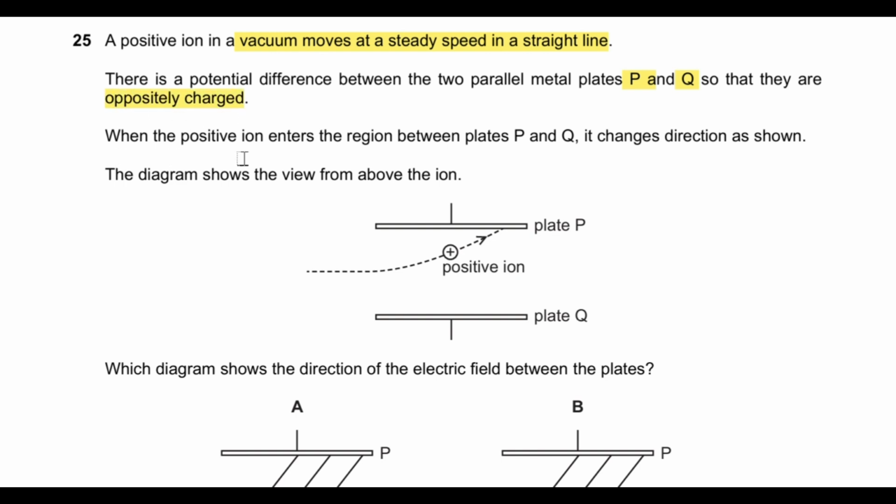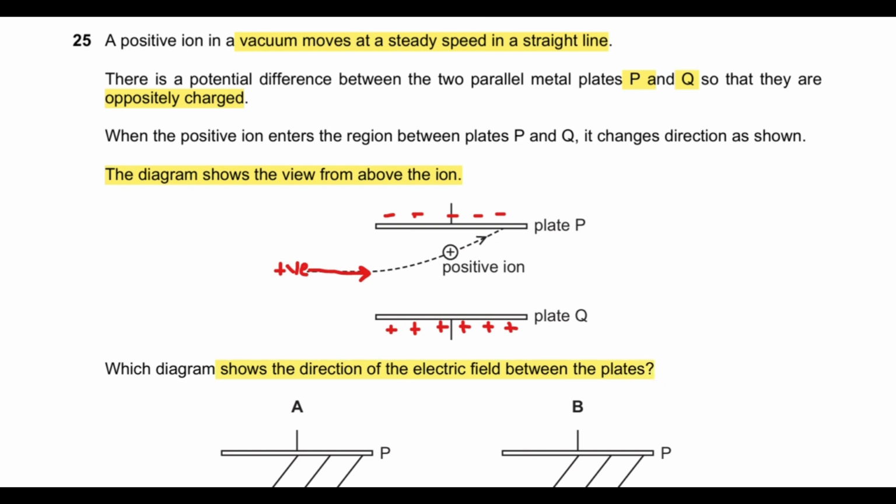When the positive ion enters the region between plates P and Q, it changes its direction as shown. The diagram shows the view. Okay, so there is a positive ion which is traveling towards these two plates P and Q, and these plates are charged and they are oppositely charged. Now, if the positive charge is moving towards the plate P, that means plate P is negatively charged, so plate Q would be positively charged. So these are the charges.